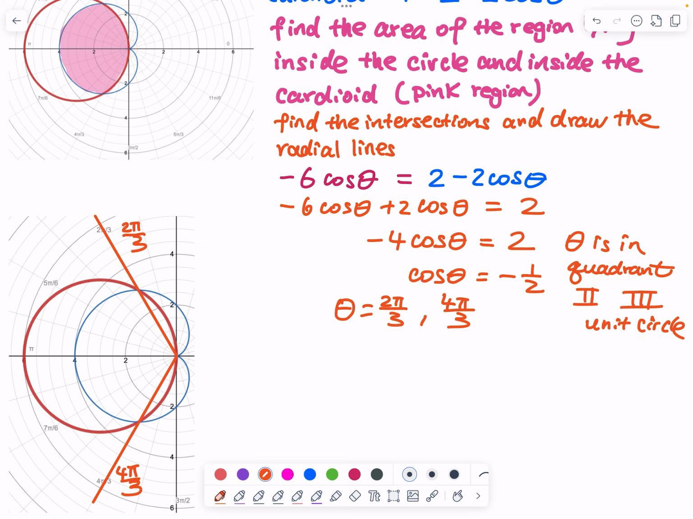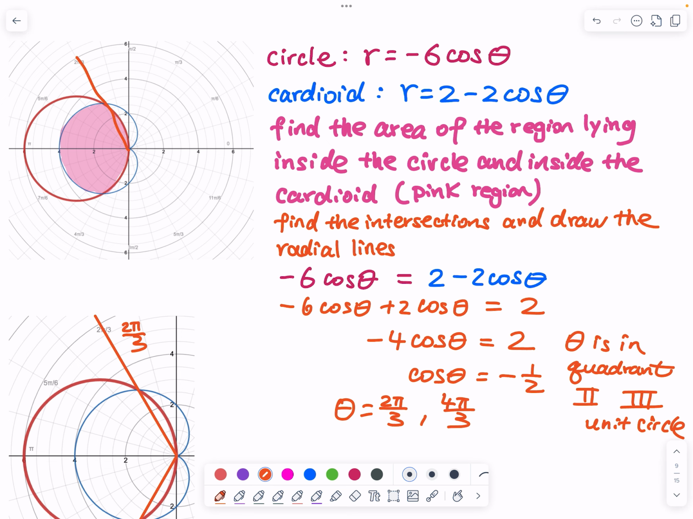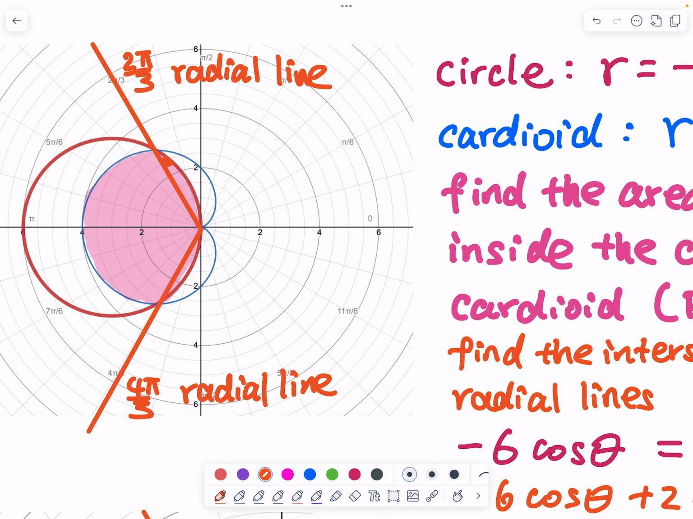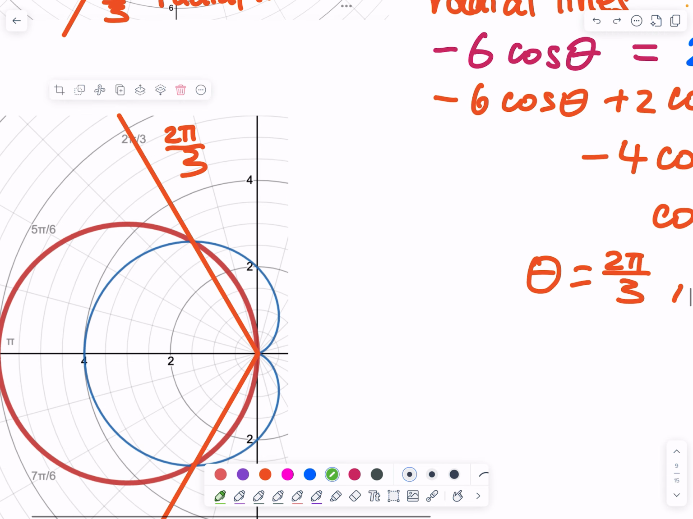And then we call this the radial line. So this one, 2 pi over 3 and 4 pi over 3. 2 pi over 3 radial line. 4 pi over 3 radial line. And then if you zoom in a little bit, do you see that this radial line cuts a region right here? So that region, I am going to use blue to fill up this gap. So this blue region is between the circle and the radial line.